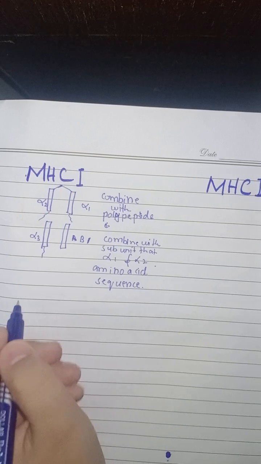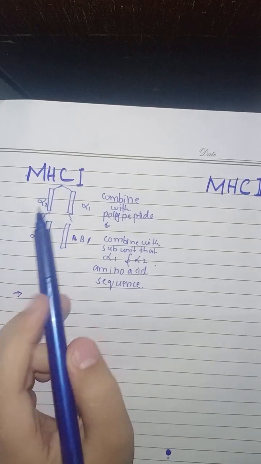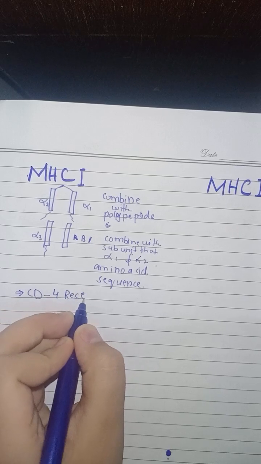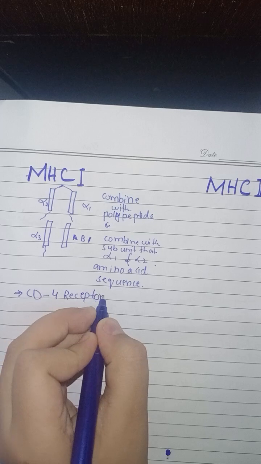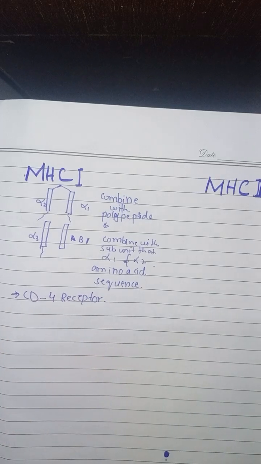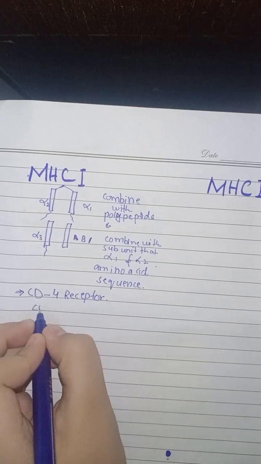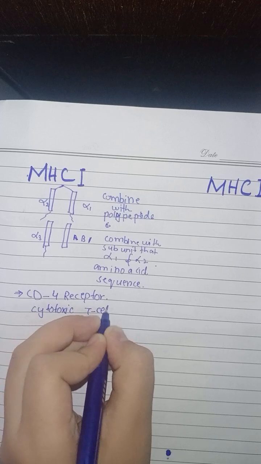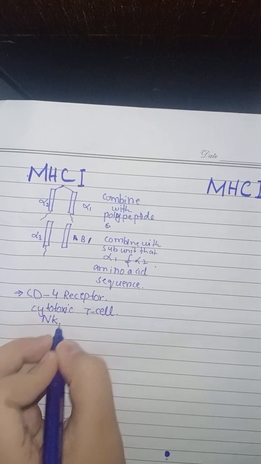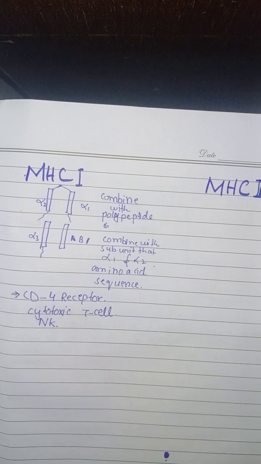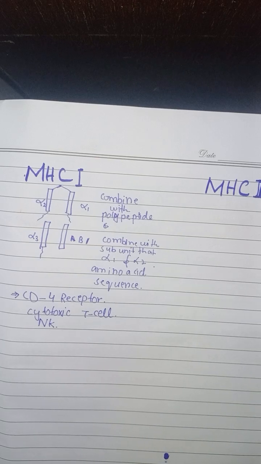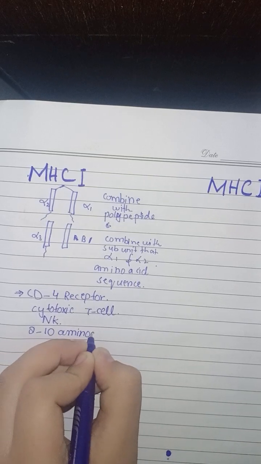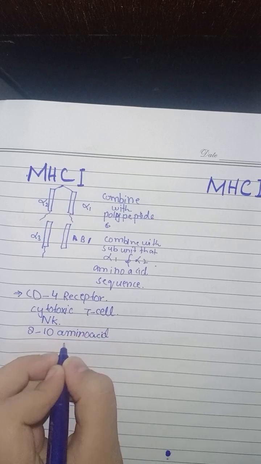Now moving towards another point, MHC1 always has the CD8 receptor, and they act on the cytotoxic T cells and the natural killer cells, and here the macrophages release. This is made up of an 8 to 10 amino acid chain.